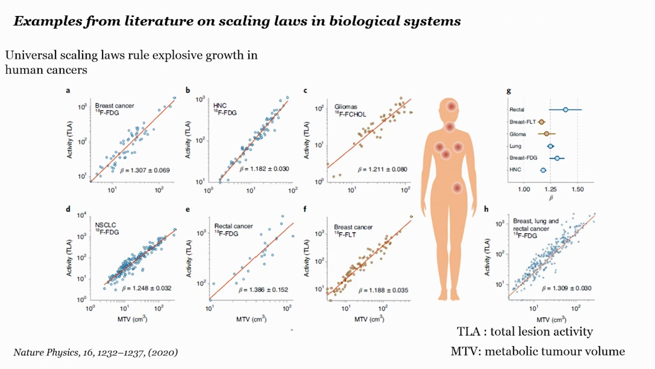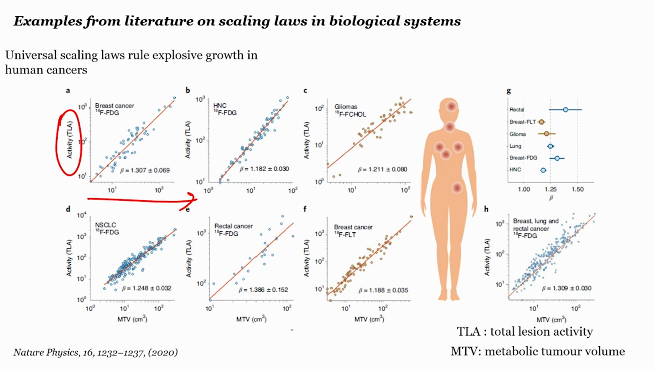This is a very recent article in which they have discussed how universal scaling laws can govern the growth of cancer cells in human cancers. They have taken 6 different kinds of cell lines, and plotted the volumetric growth, a graph of total lesion activity versus metabolic tumor volume. And what does it tell us?